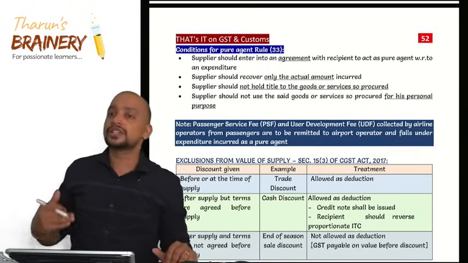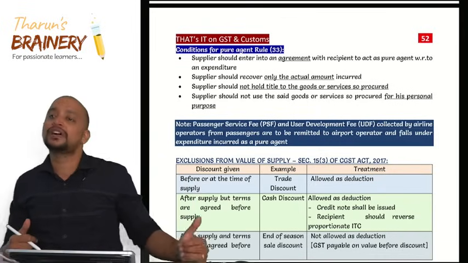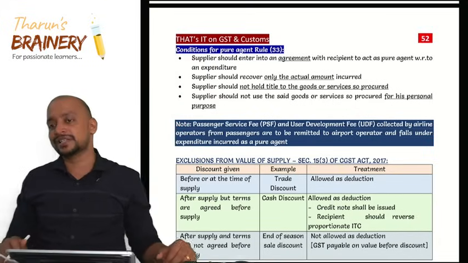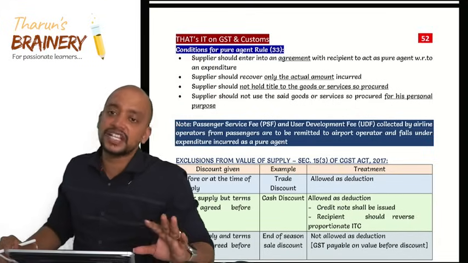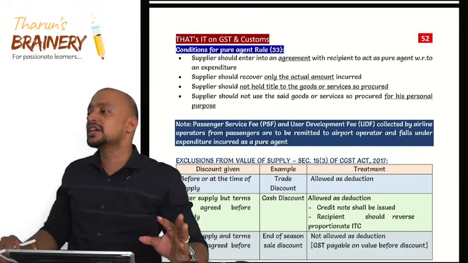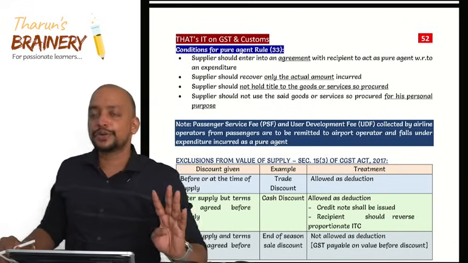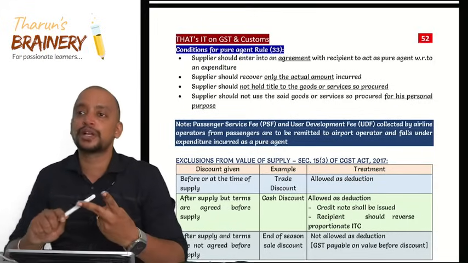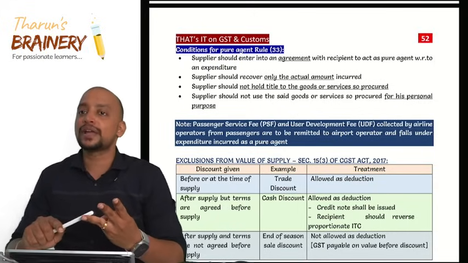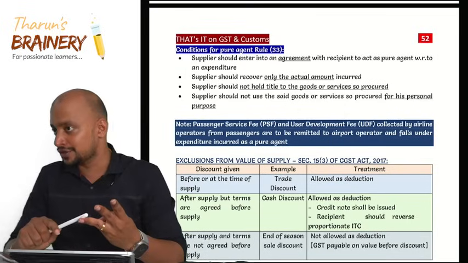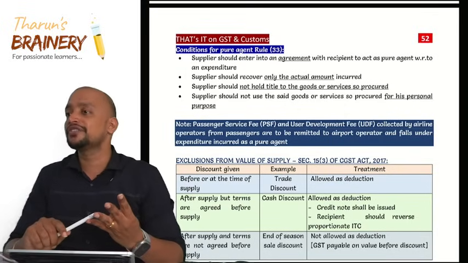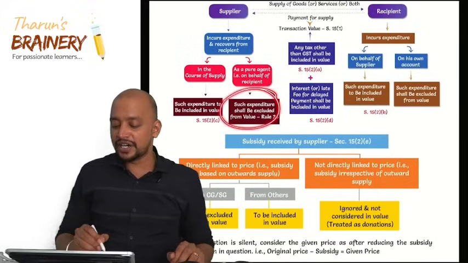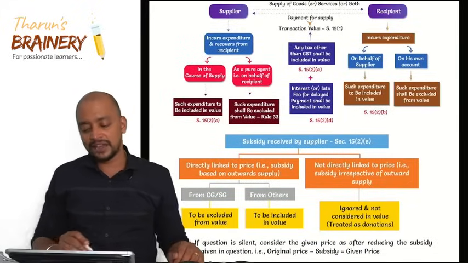Due to that reason, the toll charges should be included in the value or excluded from the value? Included in the value. So all these 4 conditions should be satisfied. If any one condition is not satisfied, it will not become pure agent, and consequently that expenditure will be included. So what are the 4 conditions? Supplier should enter into an agreement with the recipient to act as pure agent, only the actual amount incurred should be recovered, and supplier should not hold the title to the goods or services so procured, and supplier should not use it for the personal purpose of the supplier. Then if it becomes pure agent, it will be excluded from supply, otherwise it will be included in the value.